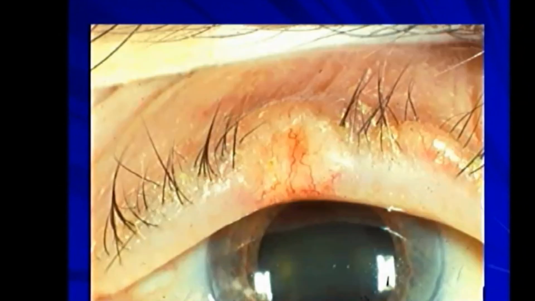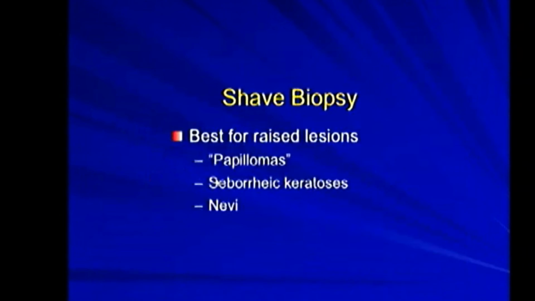Whenever you have a suspicious lesion, you need to biopsy, and biopsy can be of different modalities. It can be either shave biopsy, incisional biopsy, or excisional biopsy and closure. Shave biopsy is best for papilloma, seborrheic keratosis, or nevi. Like this patient, you just shave it. That's it. You just let it heal by itself, and the skin will grow without the need for closure.